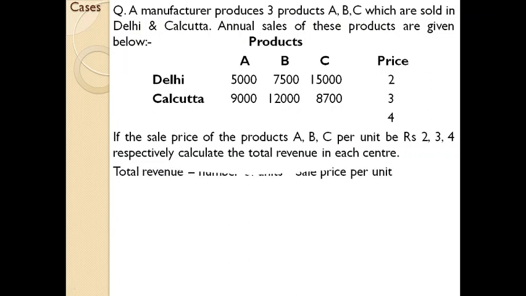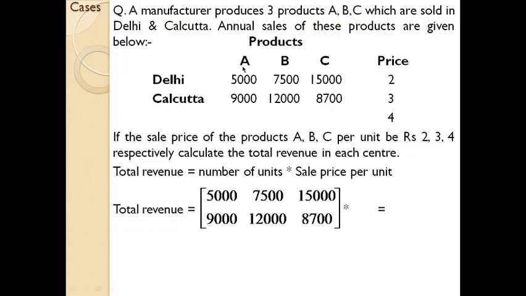Total income is quite simple. We all know total revenue is the number of units into sales price per unit. Here the number of units is given in the first matrix and the sales price per unit is given in the second matrix. So you just need to multiply these two matrices like we have dealt with in the previous sessions. When you multiply the first matrix with the second matrix, you will get the total revenue. The first matrix is this one, as given directly in the question, into the second matrix depicting the sales price per unit.